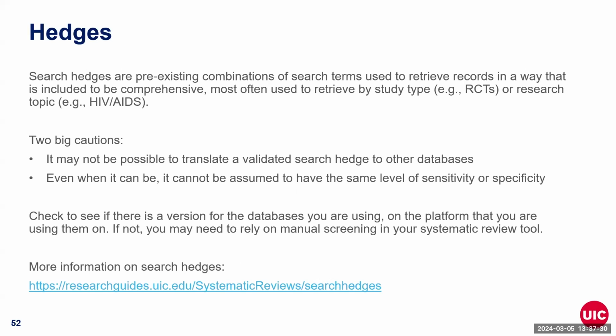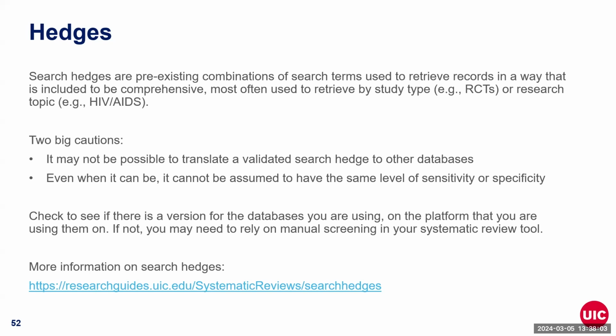Hedges. If you're using a hedge in your original database search, hedges are pre-existing combinations of search terms that are used to retrieve records in a way that's intended to be comprehensive. It's often used to retrieve by study type, like randomized control trials, or sometimes by research topic. They've been compiled by someone. Often they've been tested, ideally tested and validated to see how effective they are.